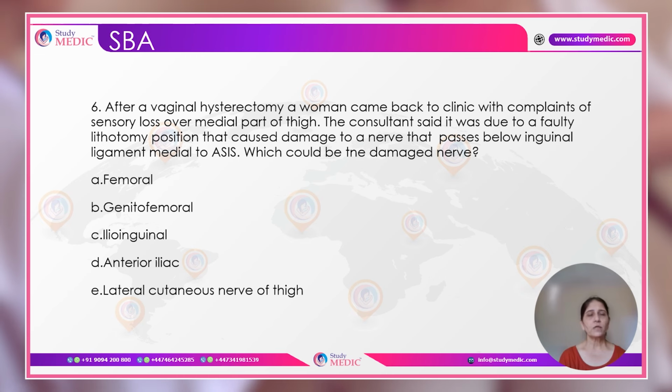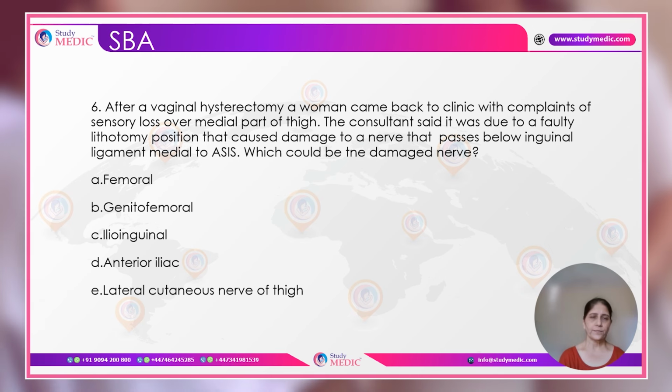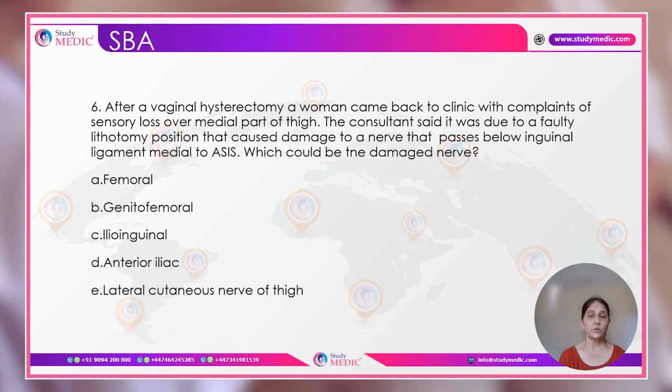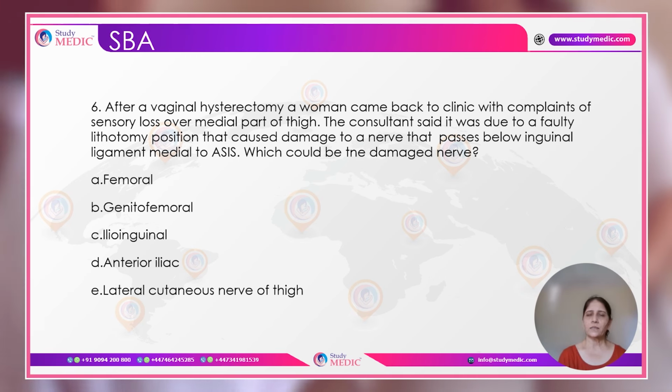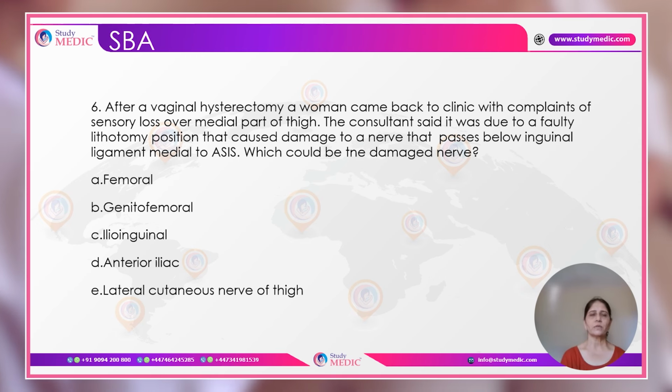The options are femoral nerve, genitofemoral, ilioinguinal, anterior iliac, or lateral cutaneous nerve of thigh. The genitofemoral is a sensory nerve, yes, but it will not give rise to sensory loss over the medial part of the thigh, and it is not a nerve that passes medial to the anterior superior iliac spine.